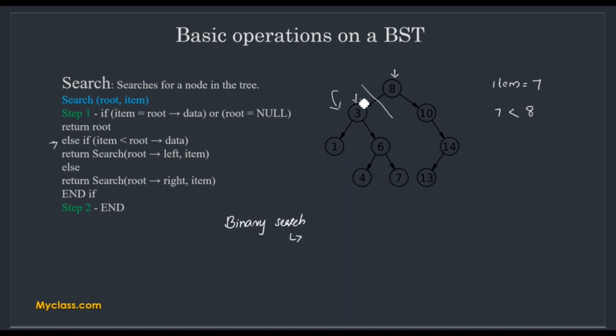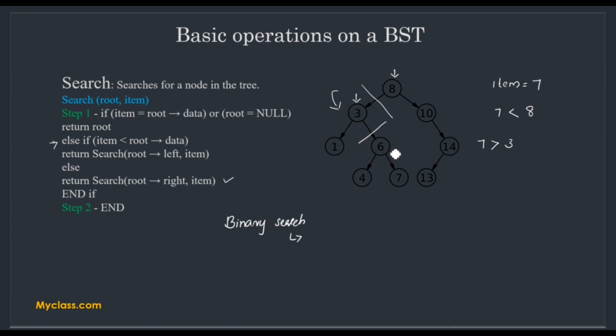Okay, now this is our root. If this root contains our item data, we return it, but in this case 3 is our root and our item is 7. Is it equal? 7 is not equal to 3, so the else if condition executes. If item is less than root data, where root is 3? No, the item is greater than root data, so we go to the else part: return search root right, item. So we are considering the right subtree of this 3.